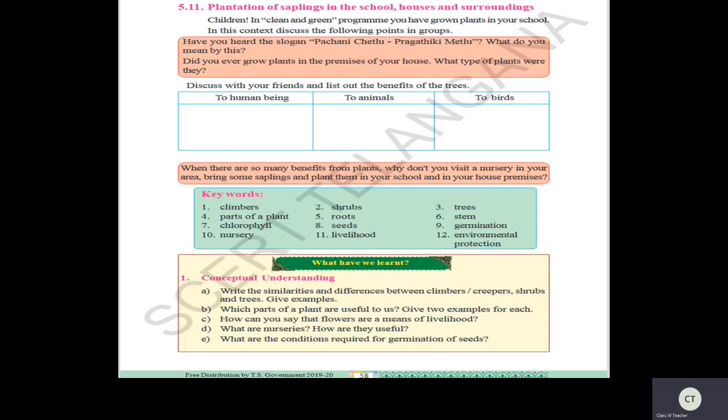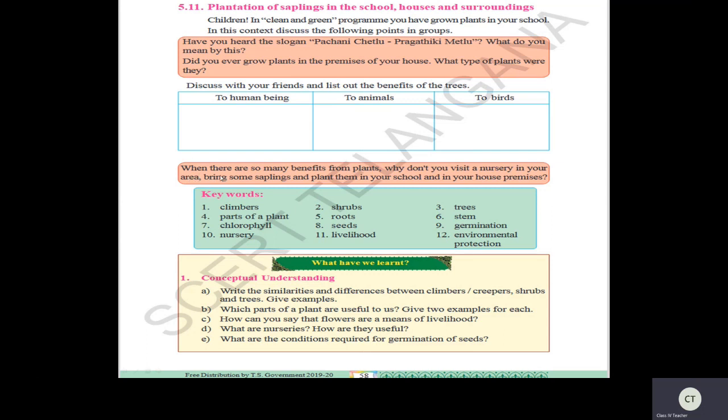Now I hope everyone understood the importance of plants. So please try to save plants and save earth. You can grow different kinds of plants in your premises, in your school premises, and in your surrounding areas. Try to care for them, right children? And also try to visit nearby nurseries, and observe how they bring the saplings and how they grow the plants, right children?